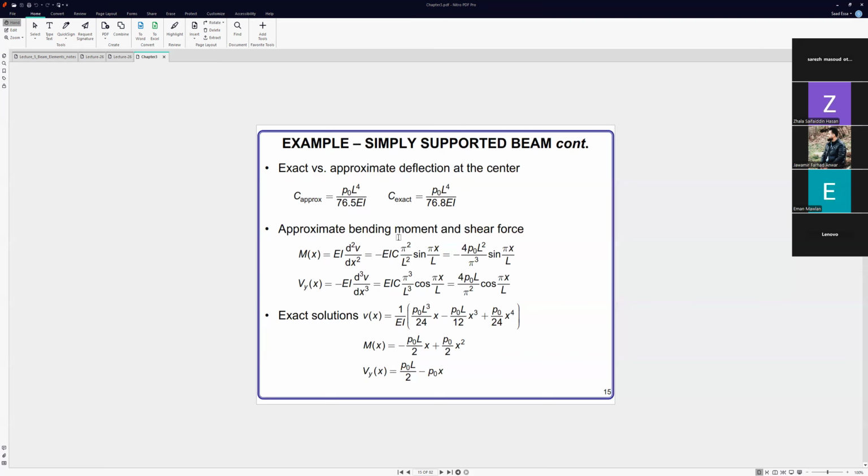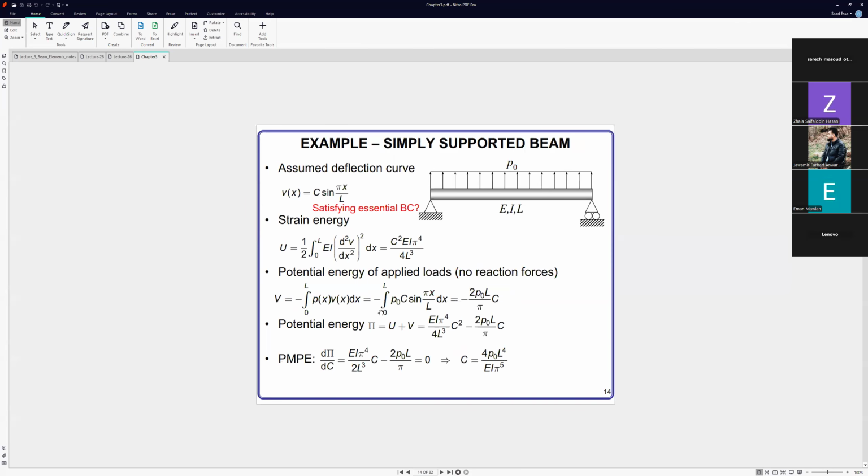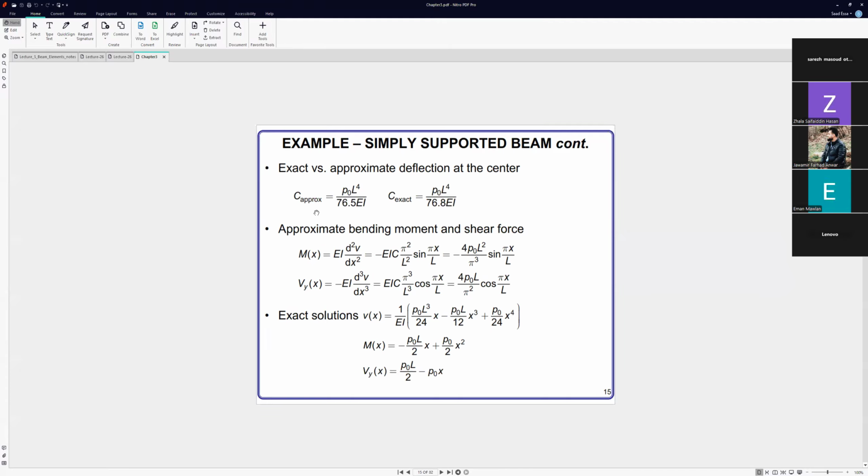So, approximate bending moment and shear force. Now moment is equal to EI d squared v over dx squared. After making the d squared v, substituting C, we take the second derivative: C pi squared over L squared sine pi x over L. Now we can get this one. This is the first one. The second one, V of y, is minus EI d cubed v over dx cubed.